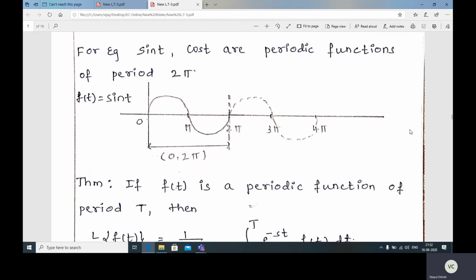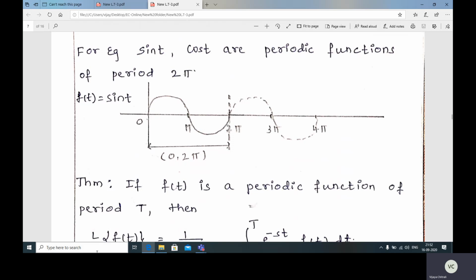Next 3 pi, next 4 pi, right? So here a function repeats. From 0 to 2 pi, whatever we have, the same thing repeats in 2 pi to 4 pi, right? The same thing repeats in 4 pi to 6 pi, and the same thing repeats in 6 pi to 8 pi. It means a function repeats itself after some time, right?